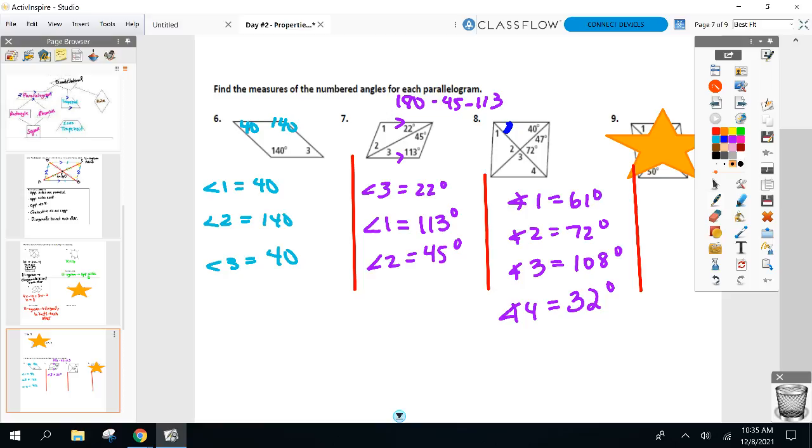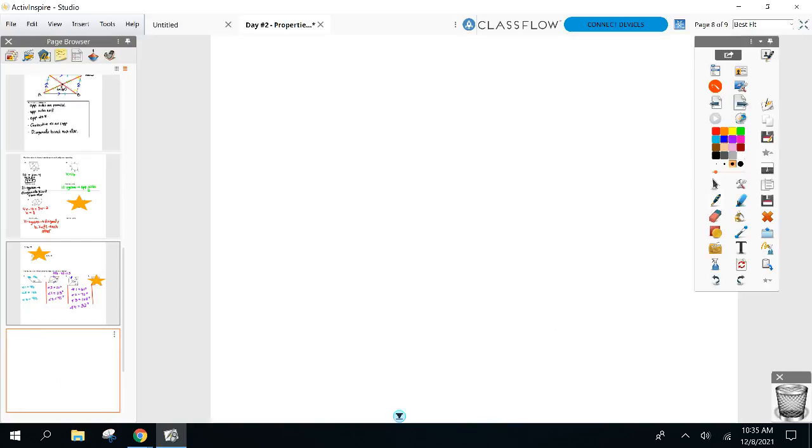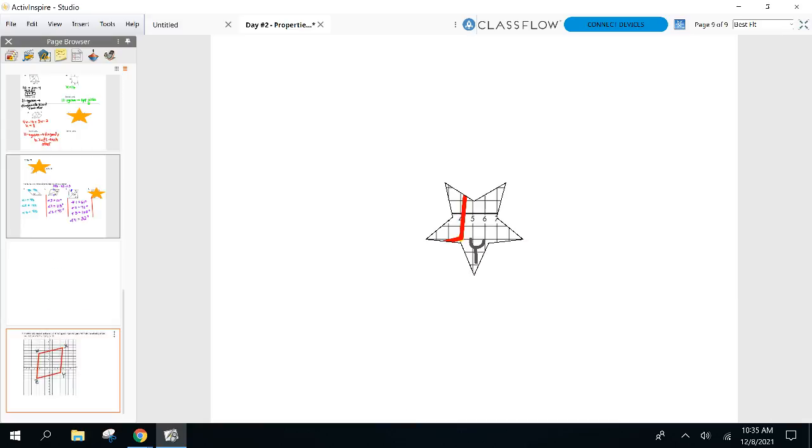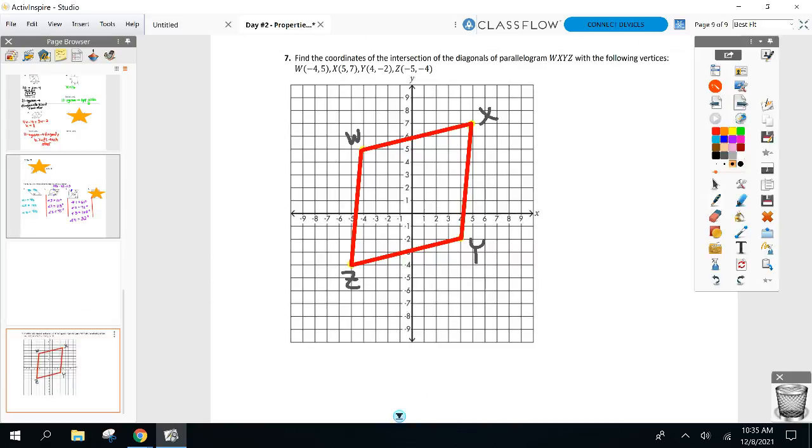All right, one more graphing question. And remember what we said about graphing tonight. It's not optional. You have graph paper in the back of your packets to use. I believe it's 1 or 2 questions I'm going to ask you to graph tonight. It's not optional. So I'll give you guys a minute to graph parallelogram WXYZ.